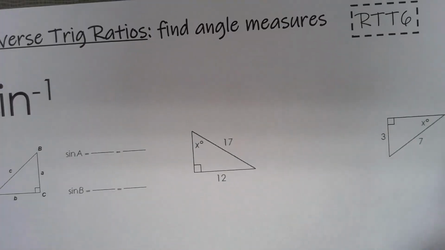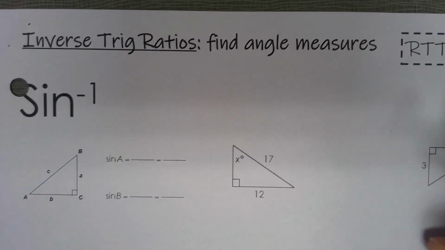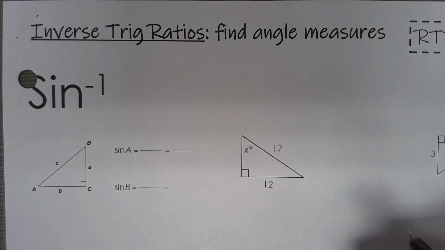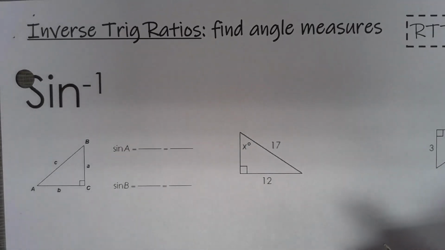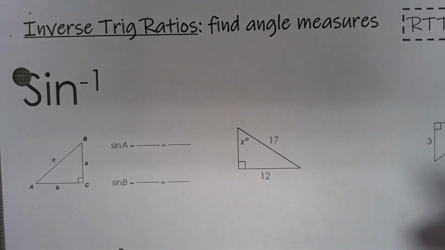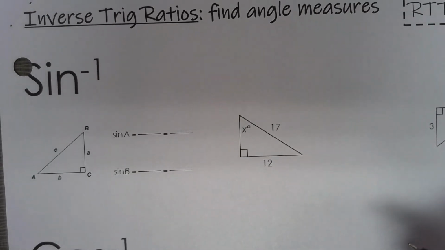Geometry to our current section, RTT6. This is part 2, looking at the inverse of trig ratios. Every operation has something that undoes it that we've encountered so far. Multiplication has its inverse division, square roots have their inverse squares, subtraction has its inverse addition.